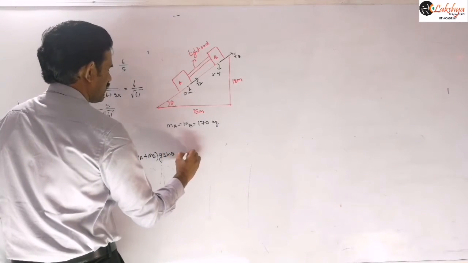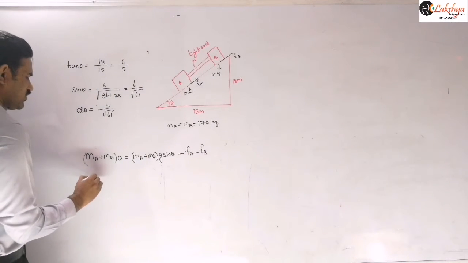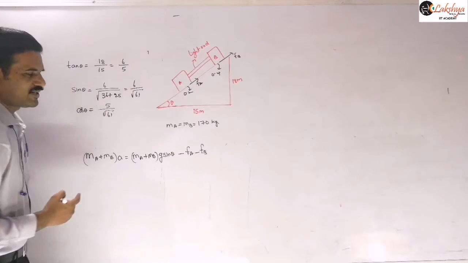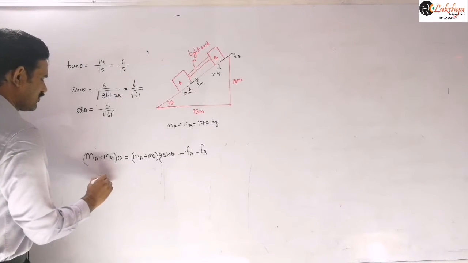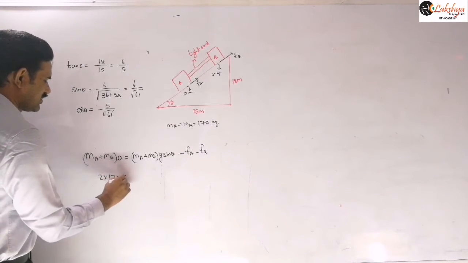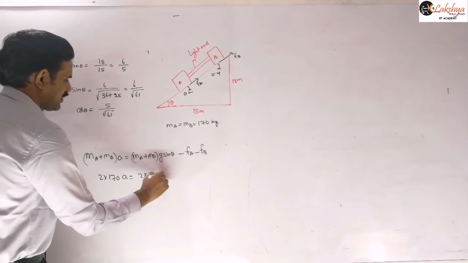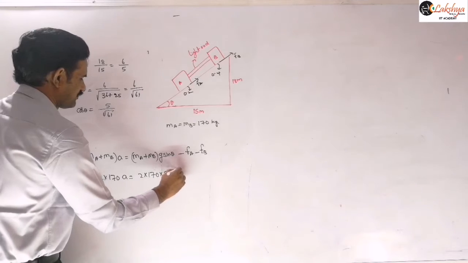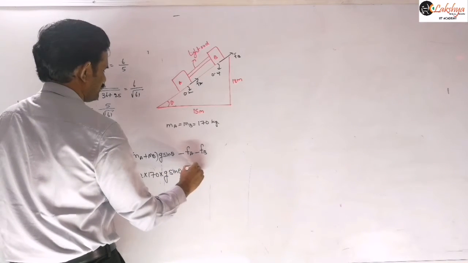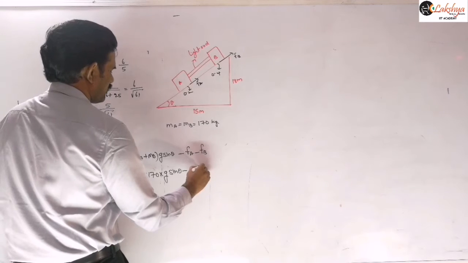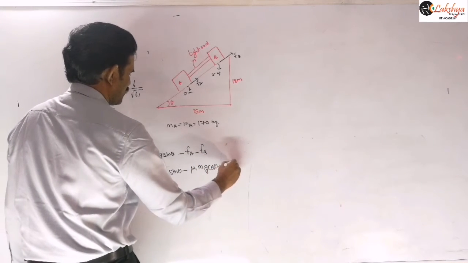So minus FA minus FB, and therefore we can write this as, since MA and MB are the same, 2 into MA, or 2 into 170, you may consider there, into A is equal to, similarly here, 2 into 170 into g into sin theta minus this FA and FB, you can write this as mu1 into M1 g cos theta minus mu2 into M2 g cos theta.